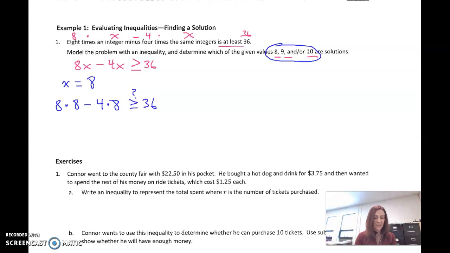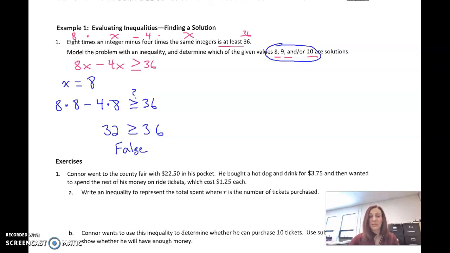And I'm going to say 8 times 8, which I know is 64, but 8 times 8 minus 4 times 8, and I get 32. So is 32 greater than or equal to 36? Nope. So 8, that's false. 8 is not a solution.